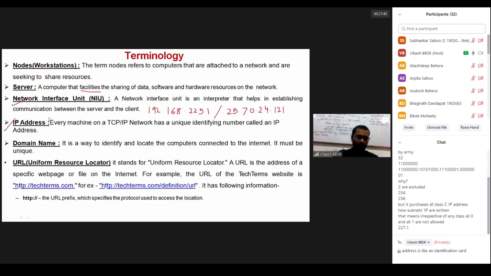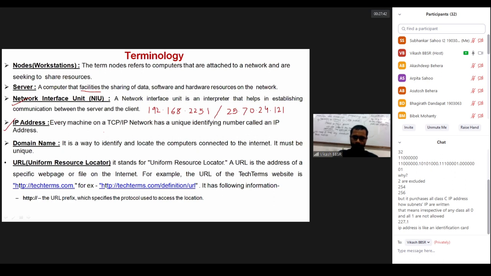The IP address is an identification number, because no two systems have the same IP address. There are so many IP addresses. You should get some knowledge about how the IP address is designed and how you will go through it. Okay, then this is the IP address.